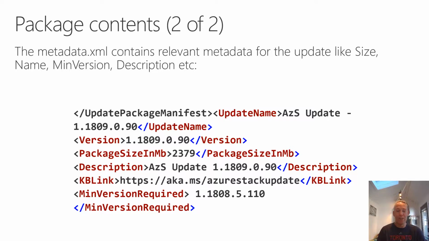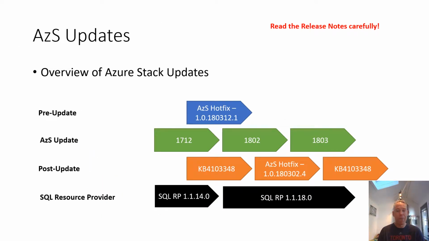So you can see here's some sample metadata for the 1809 update. So it's got its name in there. It's got the full version. It says the package size is going to be 2.3 gig. It's got a description. It's got a link to the bulletin for that release. You should always read the release notes because there's often things in there like maybe some prerequisite steps, etc. So this is the bundle. It's an XML file. It's an installer executable, and then it's a giant file of data.